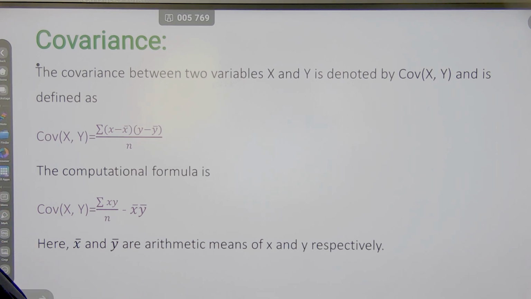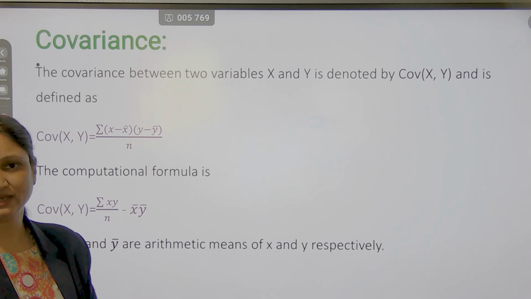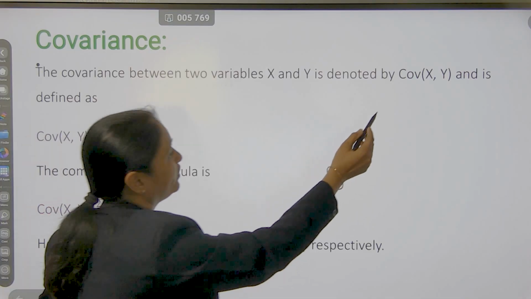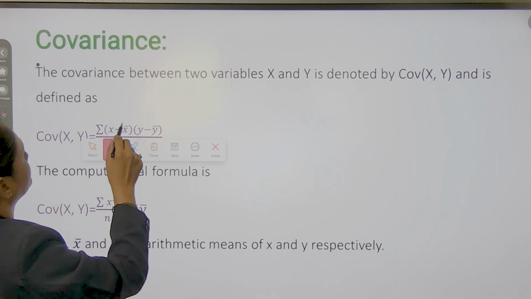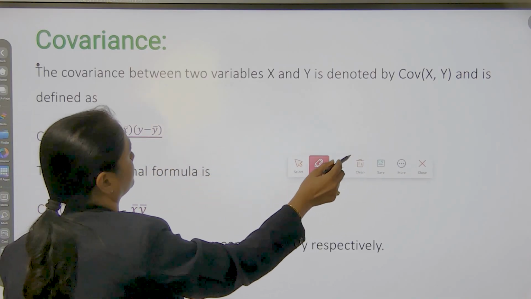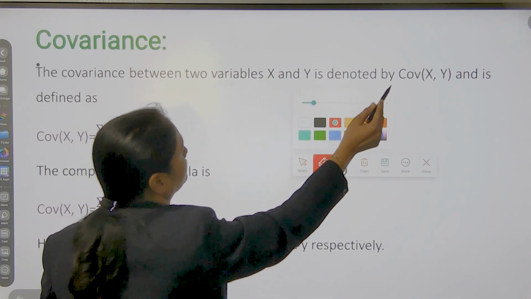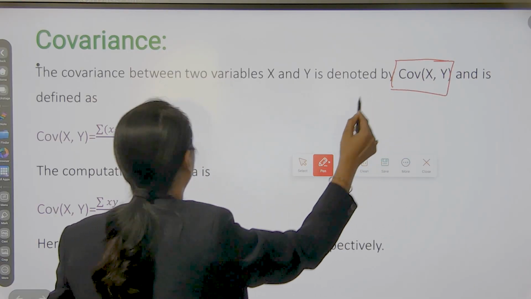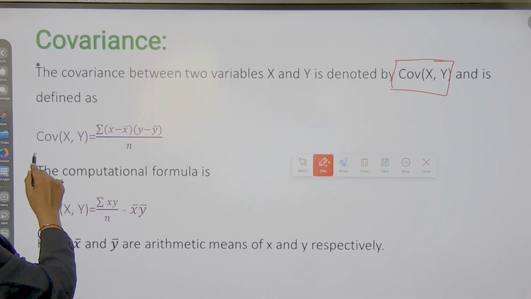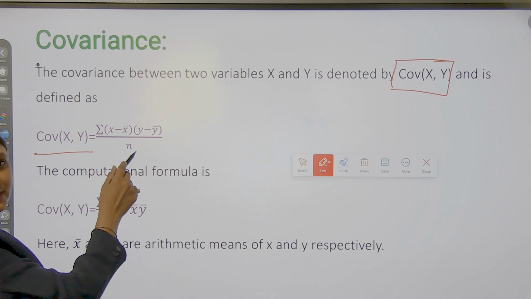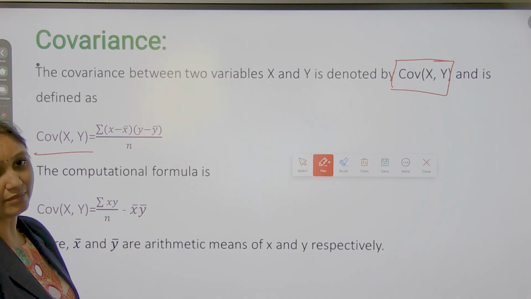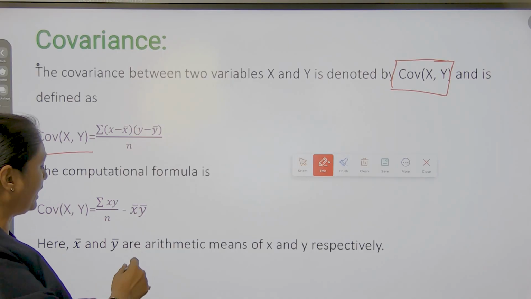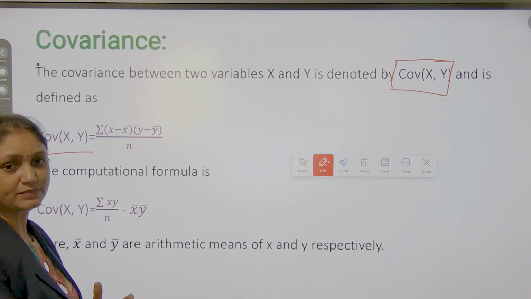Now the next topic is covariance. So what is covariance? The covariance between two variables x and y is denoted by COV of x comma y, and it is defined as covariance of x comma y is equal to summation of x minus x bar into y minus y bar upon n. So what is x bar and y bar? X bar and y bar are the arithmetic means of x and y respectively.